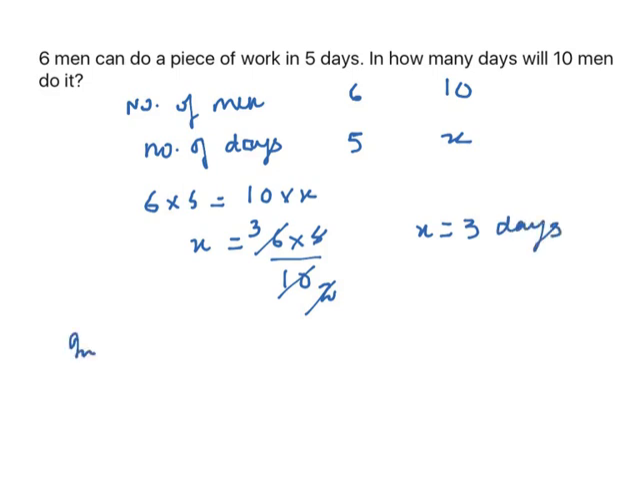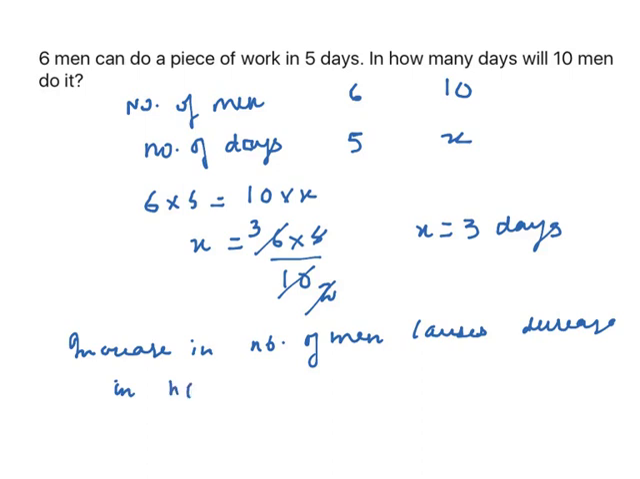And why do we use indirect variation? Increase in the number of men causes a decrease in the number of days. So it is a case of indirect variation. Clear?